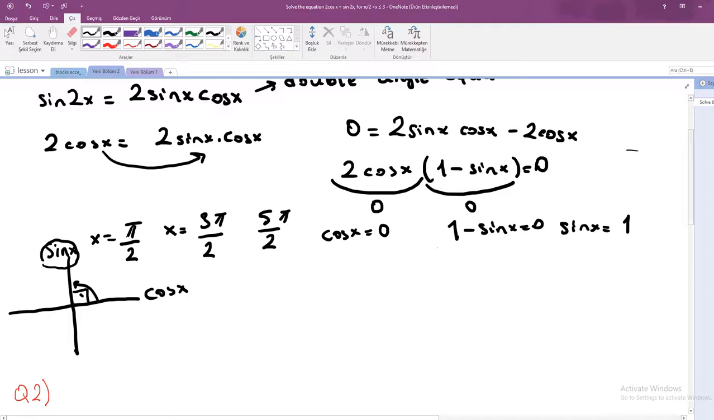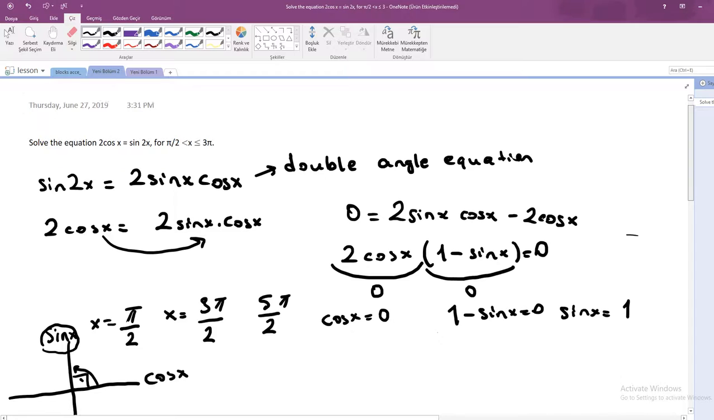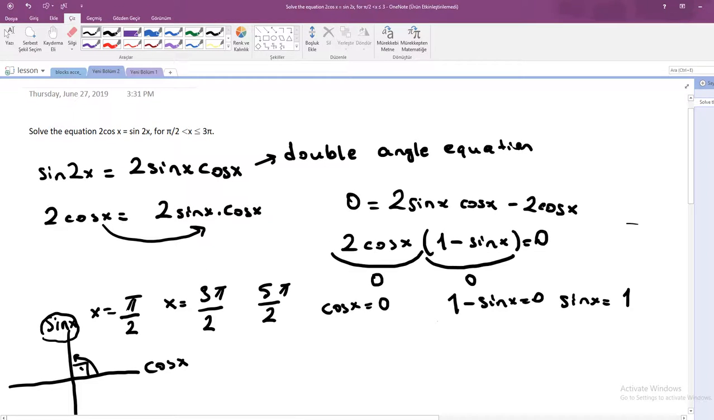But we have to be careful that in the question, pi over 2 is not included in the range. So we are eliminating this value. And our answer is, it is between 3 pi. So 3 pi over 2 and 5 pi over 2, these are our answers.